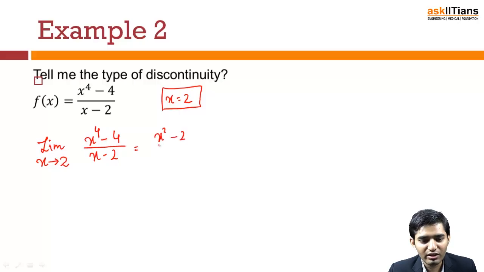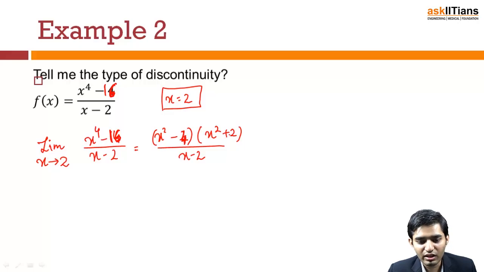So this will be (x square minus 4)(x square plus 4), because it is a square minus b square. Alright, I think here there should be 16. Make it 16, because otherwise you will not be able to factorize. If this is 16, then basically here you will get x square minus 4 and x square plus 4. It should be 16.